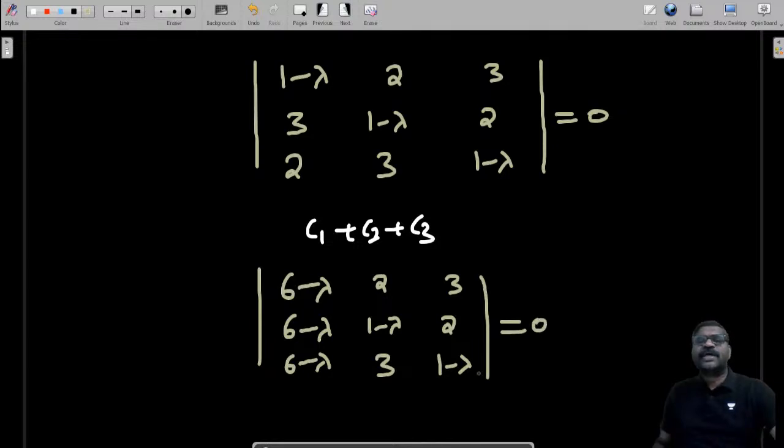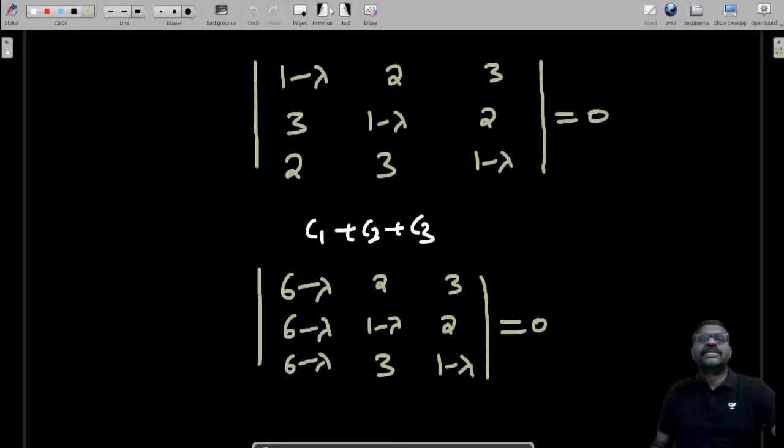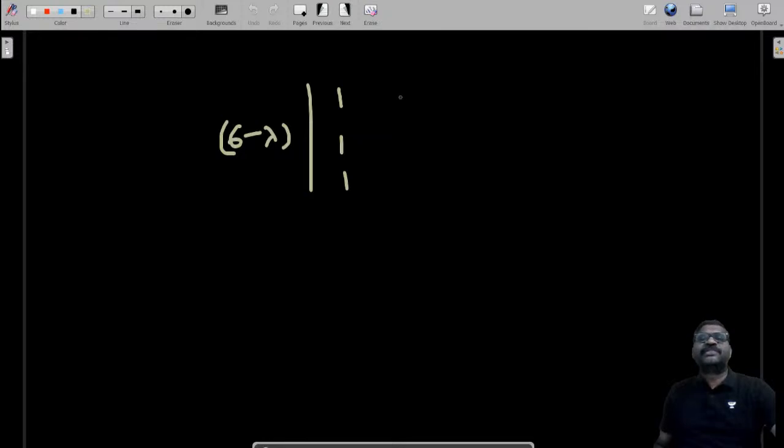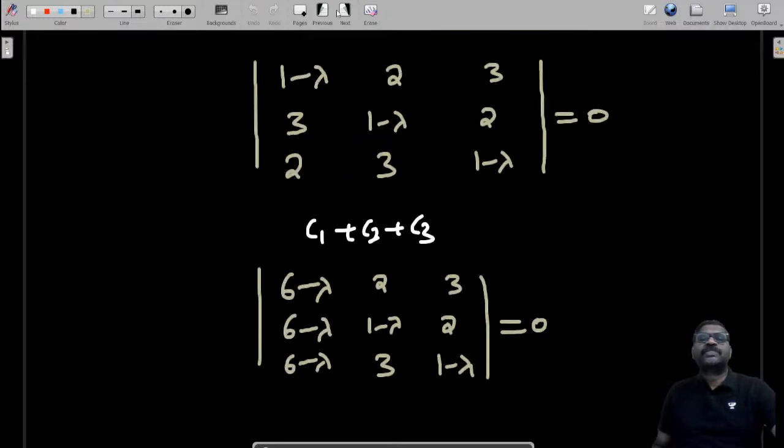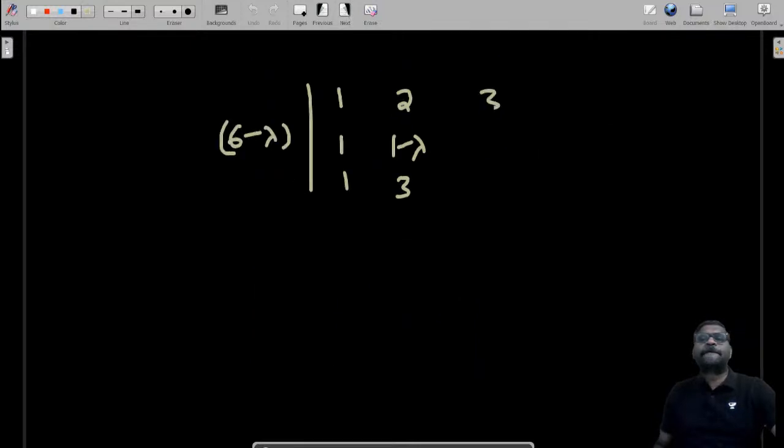Take 6 minus lambda common. If you take 6 minus lambda common, you will get 1, 1, 1, 2, 1 minus lambda, 3, 3, 2, 1 minus lambda, equal to 0. It is a into b equal to 0 form.